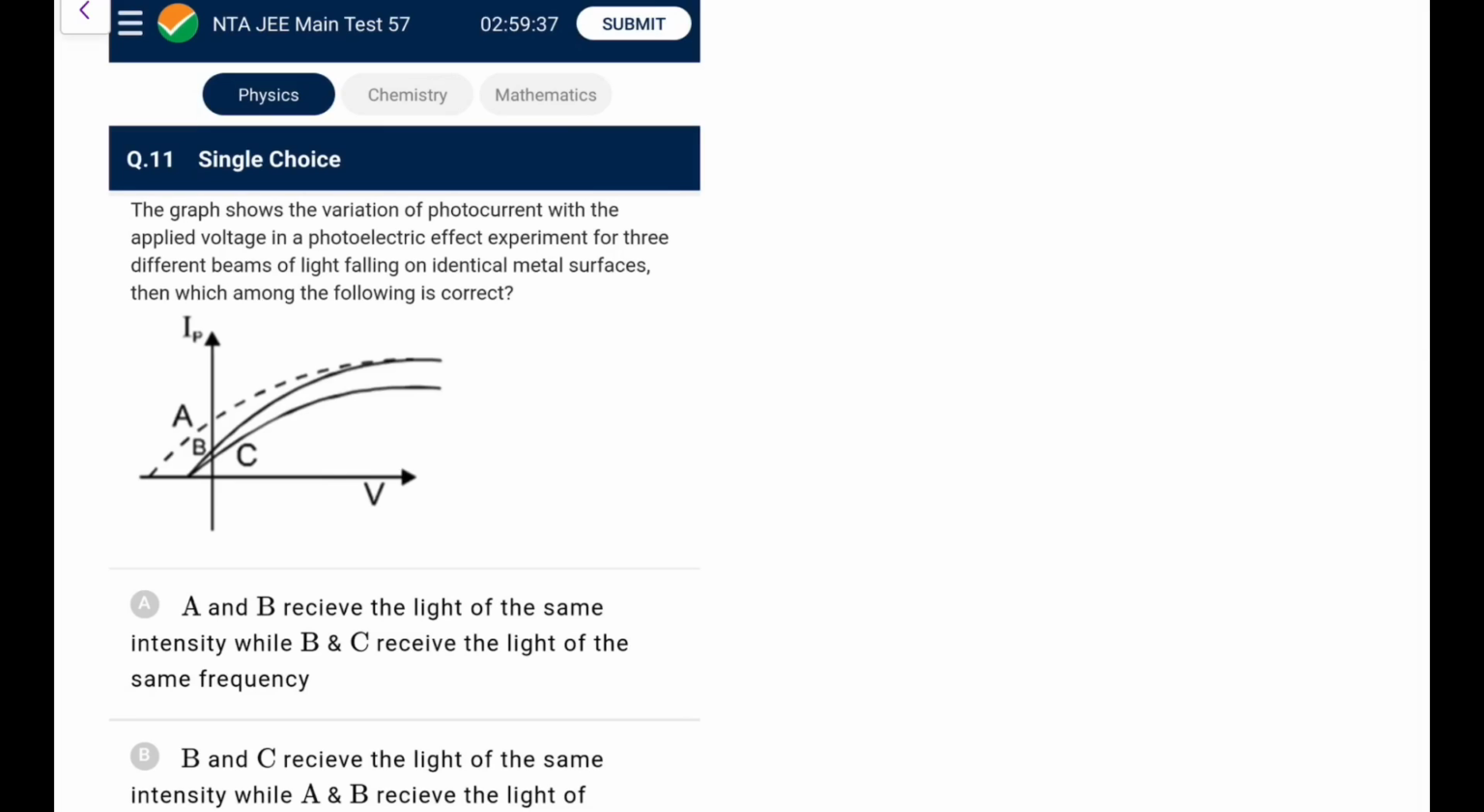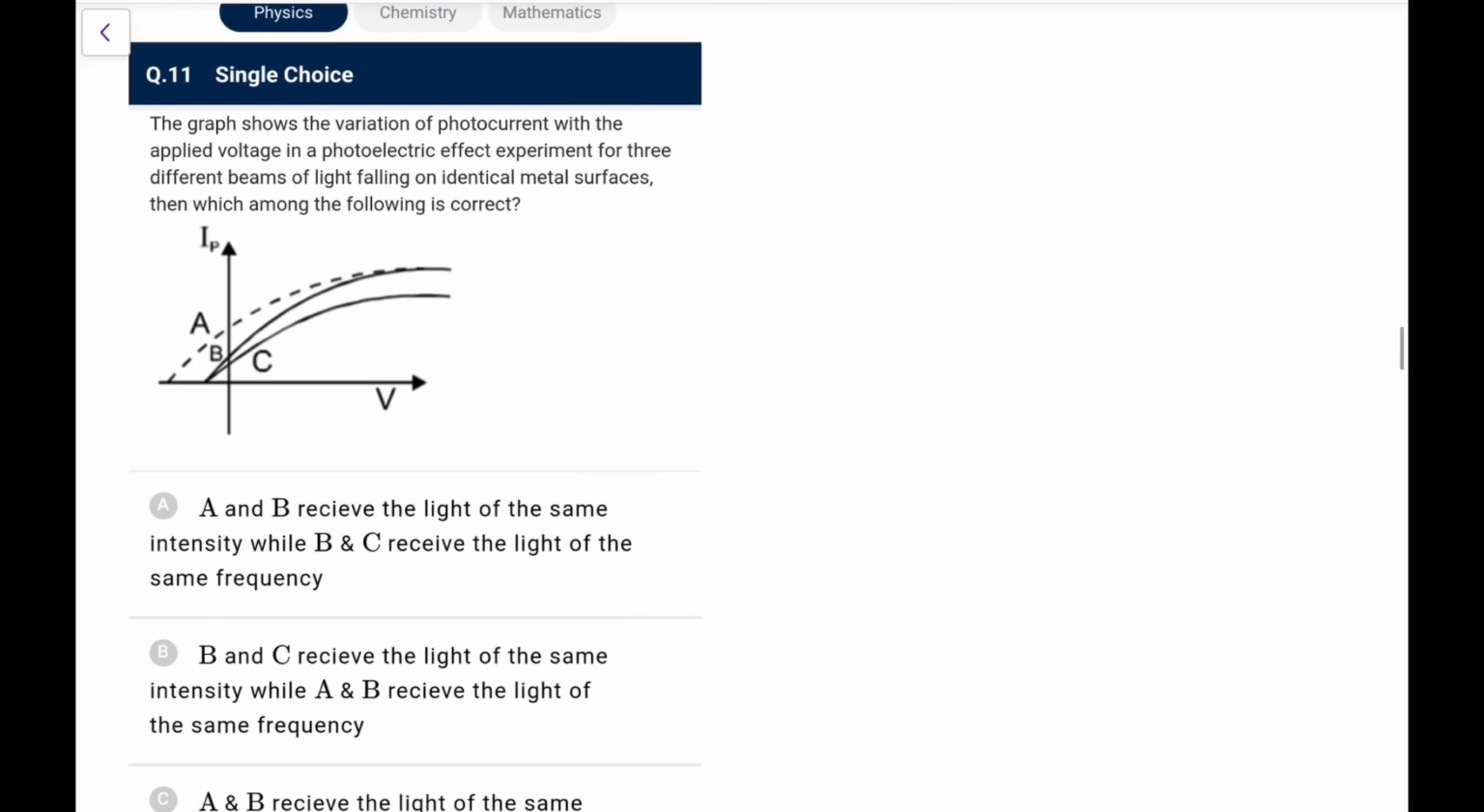Next. Now the next one, 11th. The graph shows the variation of current with the applied voltage in a photoelectric effect experiment for 3 different beams of light falling on identical metal surfaces. Then which of the following is correct? So we know this saturation current depends on intensity. That means A and B have the same intensity. And the stopping potential is the same for B and C.